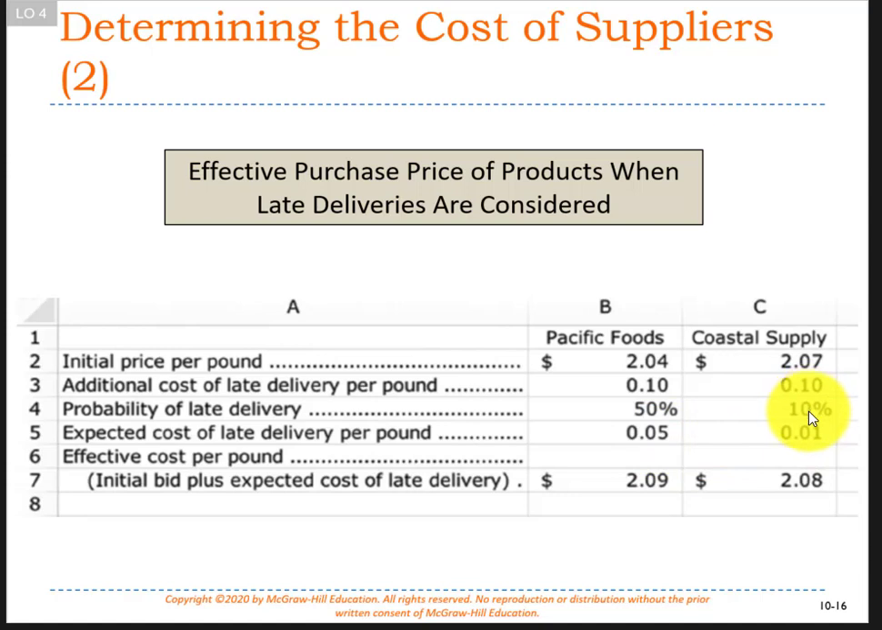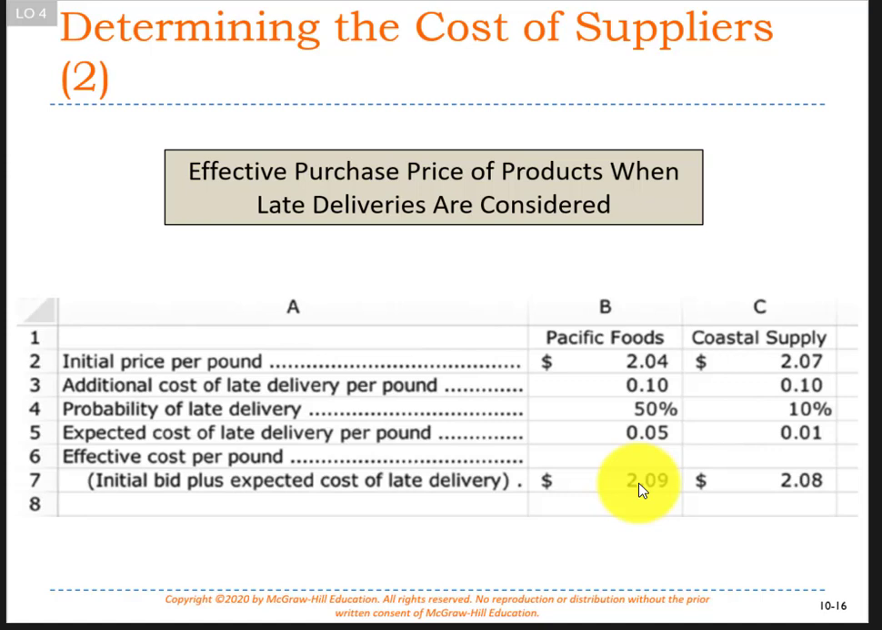Coastal Supply, only 10 cents times 10% of the time times 10 cents is only 1 penny. So that's added 1. Okay? And so the situation, basically, because of the extra cost, makes it more expensive to buy from Pacific Foods than Coastal Supply. Now, this is a scenario where it's not a big difference, but it is a difference.